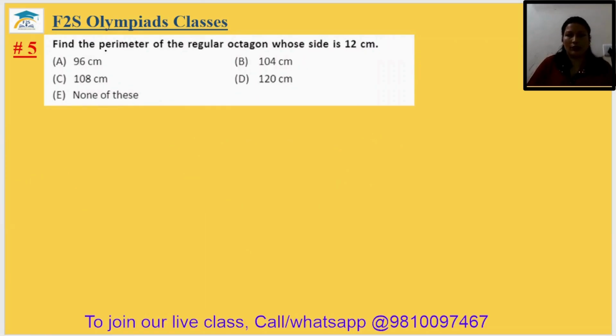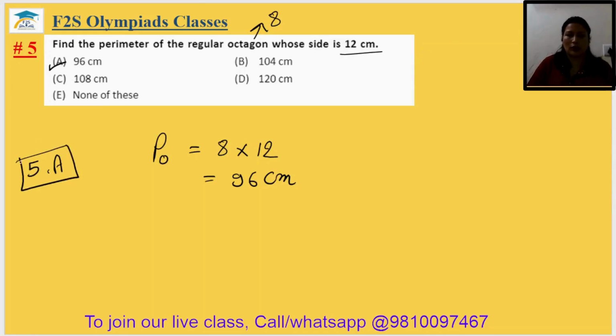Come to question number 5. Find the perimeter of regular octagon whose side is 12 centimeter. Octagon means having 8 sides. The perimeter of regular octagon will be 8 multiplied by 12. It is your 96 centimeter. It is in option A. So fifth answer will be option A.